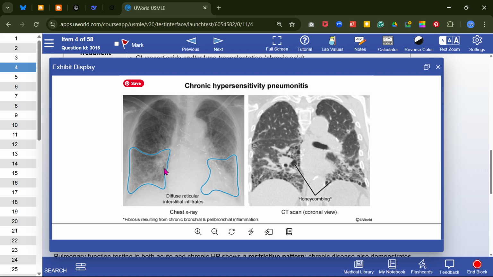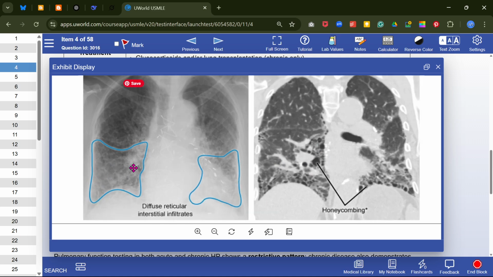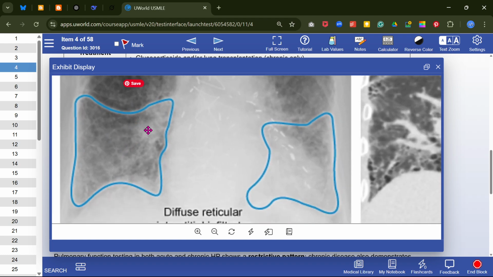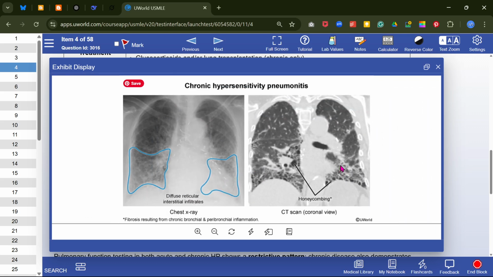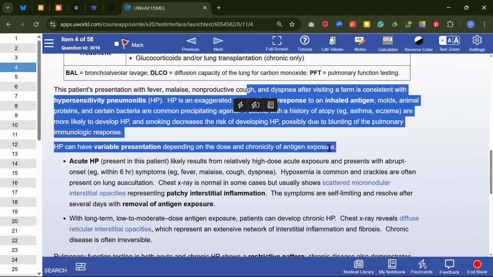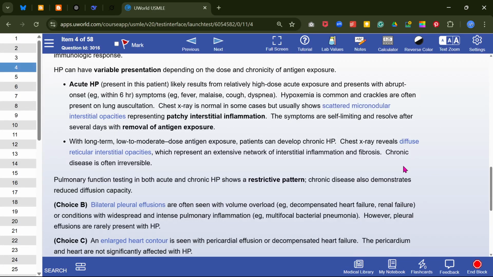There is diffuse reticular interstitial opacity. On CT, there is also honeycombing, with development of fibrosis resulting in chronic bronchial and peribronchial inflammation. So that's all about hypersensitivity pneumonitis.